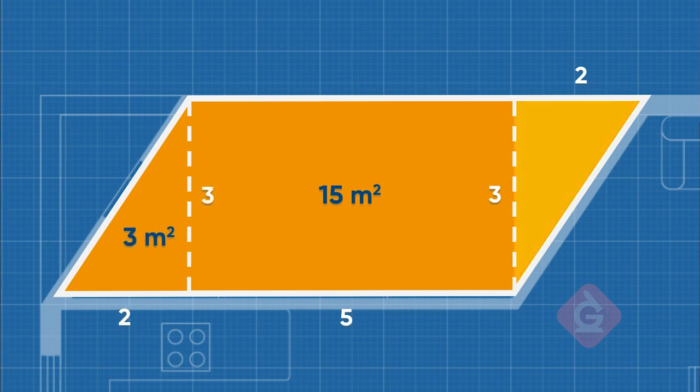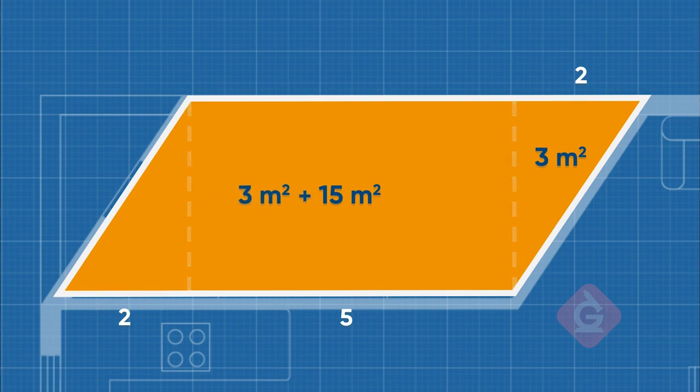And look, this triangle has the same measurements, 3 meters by 2 meters. So it would also have the same area, 3 square meters. Now let's add up the area of these shapes. 3 square meters plus 15 square meters plus 3 square meters is 21 square meters.